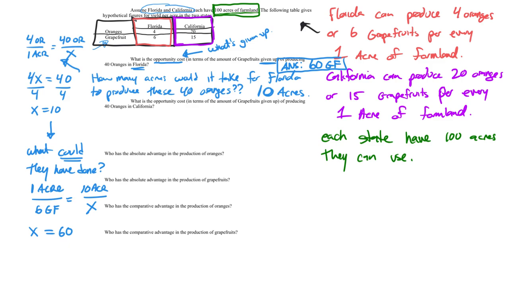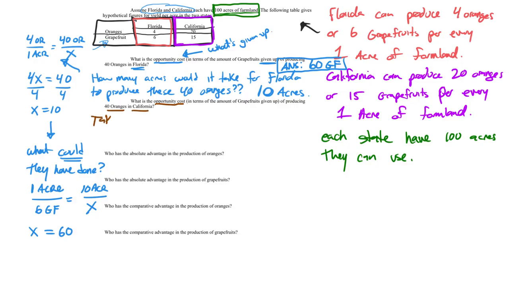I know I really took my time on that one because I want to make sure every student can follow along. I'm going to do this next one a little faster, so you can always go back and try it yourself, and you can always email me if you have additional questions. We want now the opportunity cost, but this is 40 oranges in California.